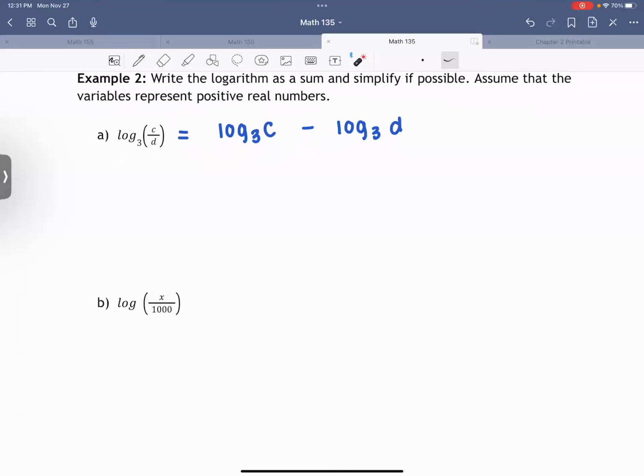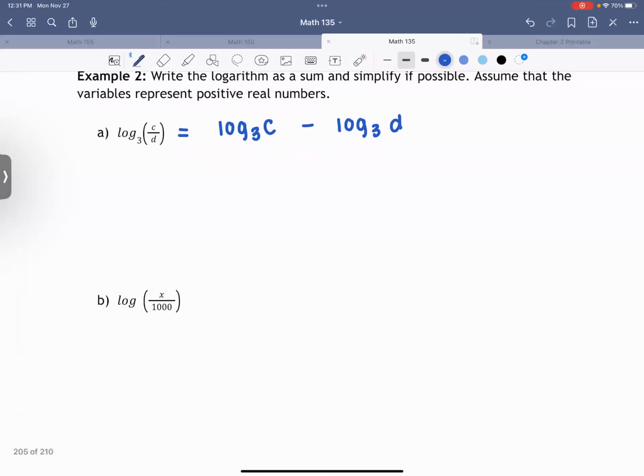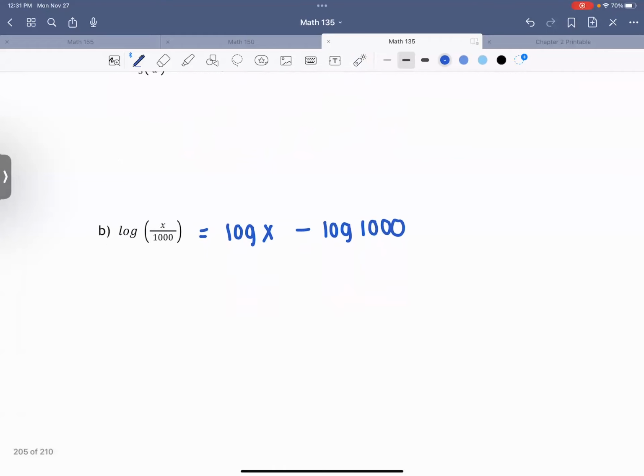Looks like we're doing good. I know I didn't give you much time for this. Did we all get log x minus log 1,000? Cool. Now, thinking about this, does anyone remember what the base of log without anything on there is? Yeah, just 10, right? So this is the same thing as saying log base 10 of x minus log base 10 of 1,000, right? If it's not written, we just assume it's 10, okay?